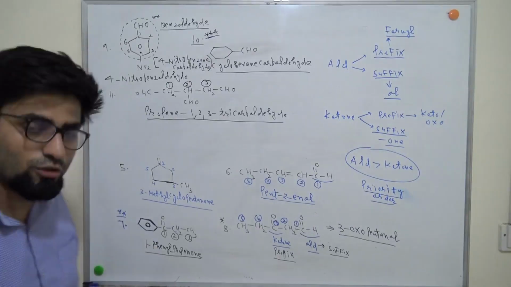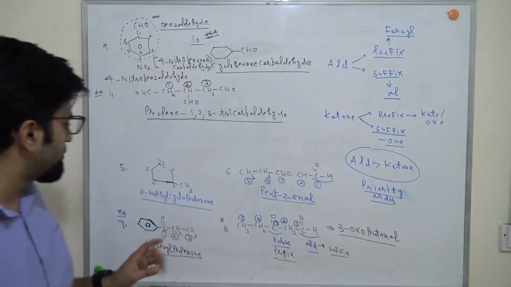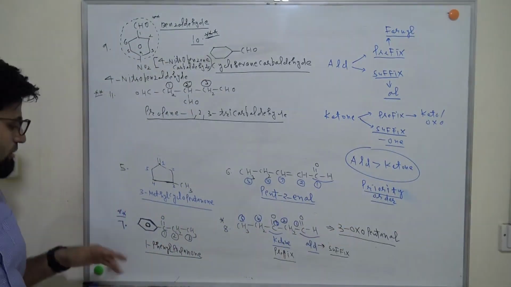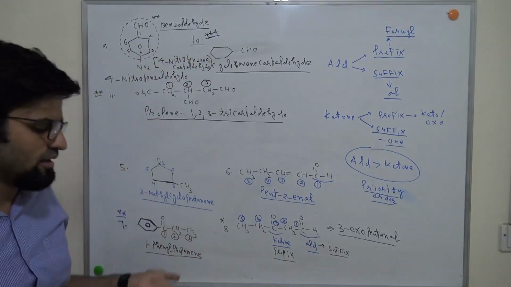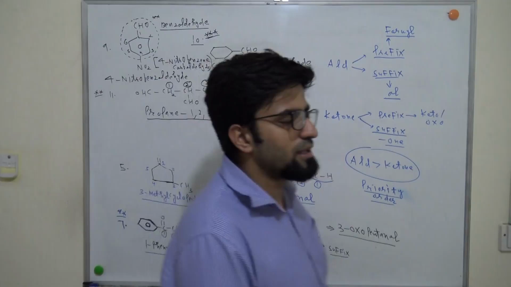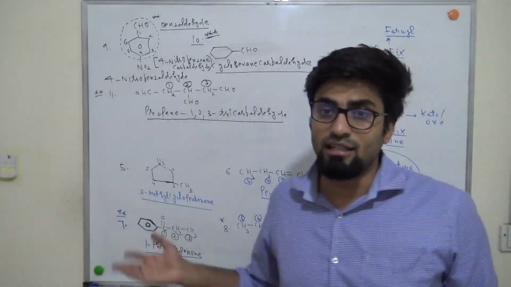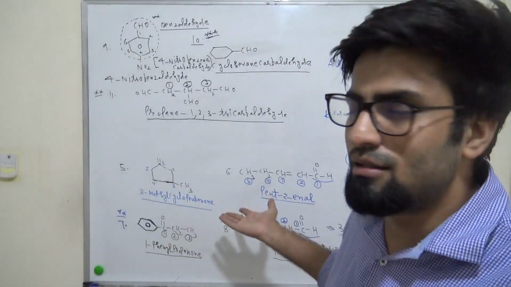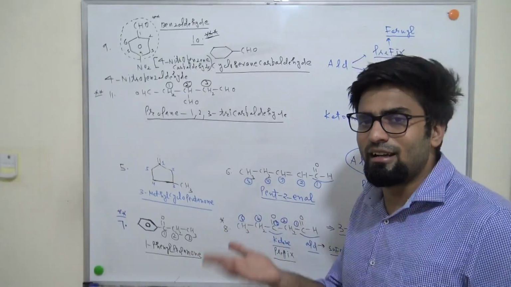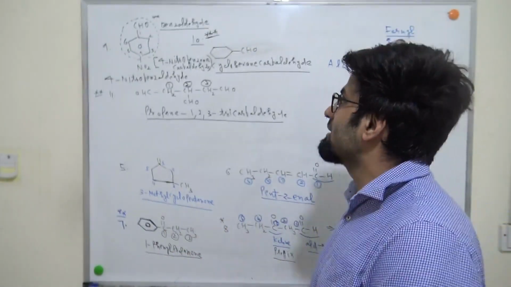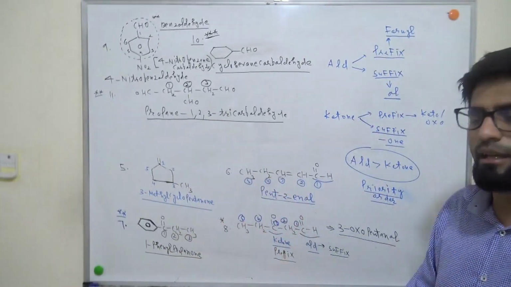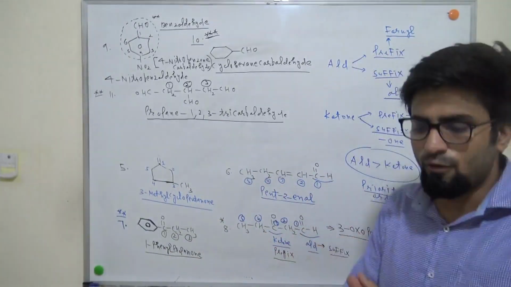For IUPAC naming, put a star on these questions, 7th, 8th, 9th, 10th and 11th, and just revise. All other simple IUPAC naming questions you can solve, but these are a little exclusive type of questions, so you have to revise them again and again so that you do not make any mistakes. Understood? So this topic, IUPAC naming and common naming, is over for us.